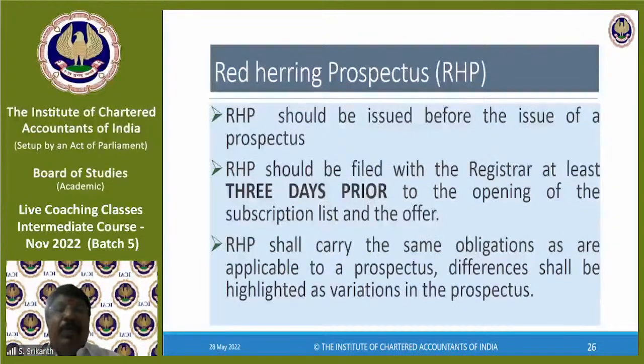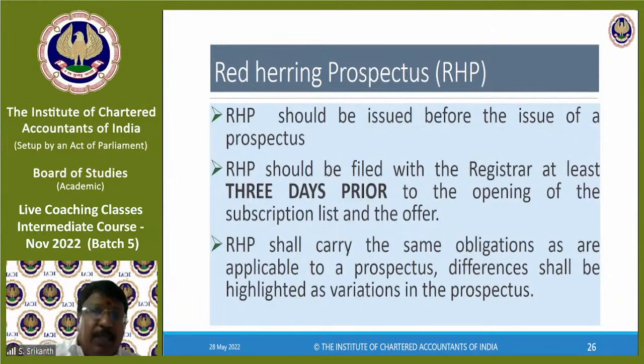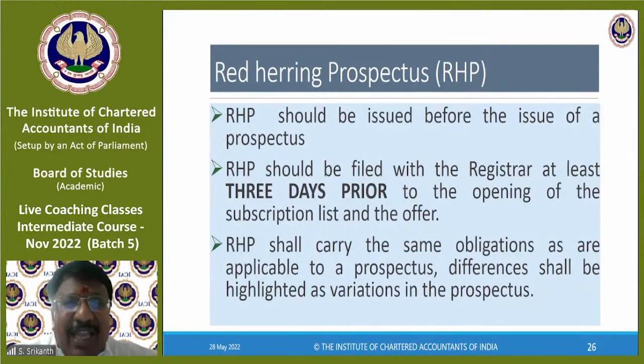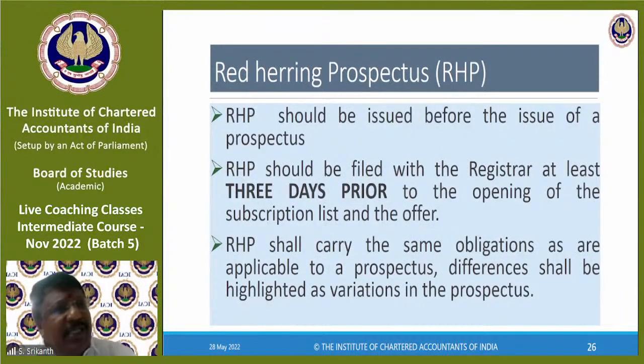The red herring prospectus should be issued before the issue of a prospectus. Nowadays, if you see the red herring prospectus, you'll find the price band is there. They themselves give a price band. What they will do is, the merchant banker will make an informal survey with the QIBs and HNIs, and also do his own valuation. Then finally they'll come out with the price band and send it off.